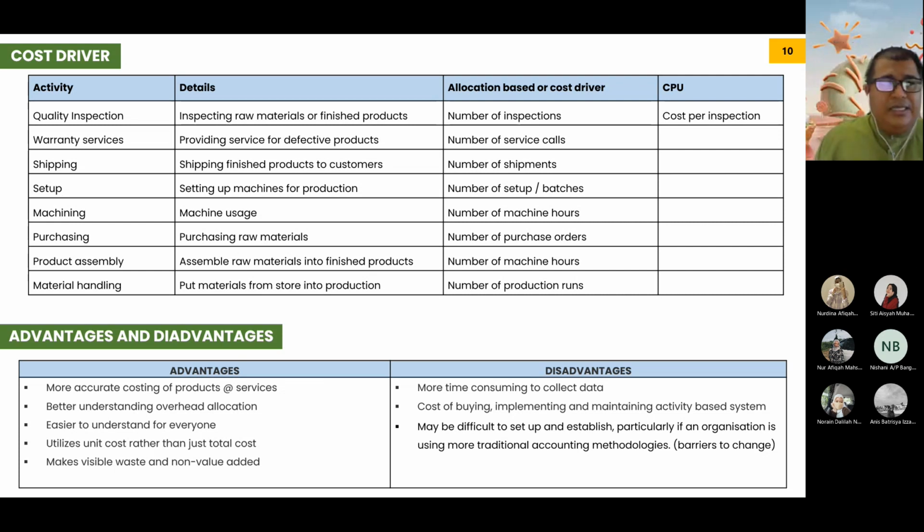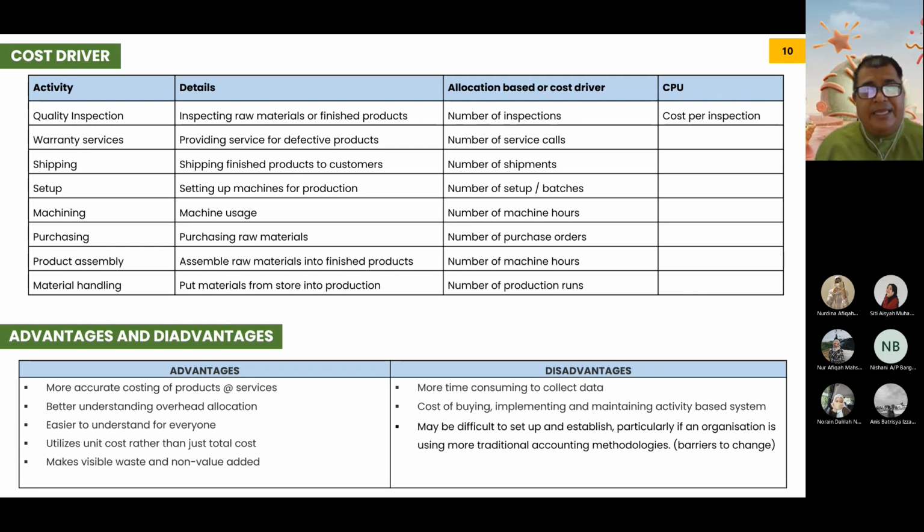And for the quality inspection, we can use number of inspection. Quality inspection is inspecting raw material or finished good. Warranty service is providing service for defective product. We can use number of service call.